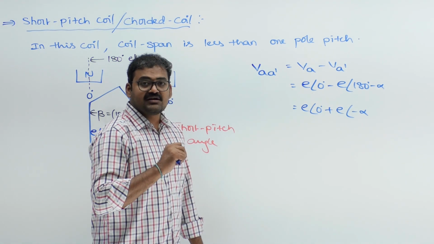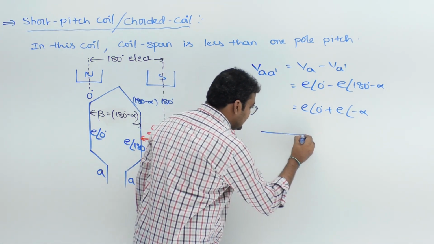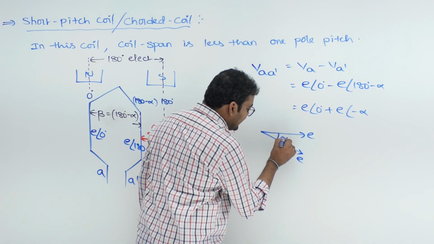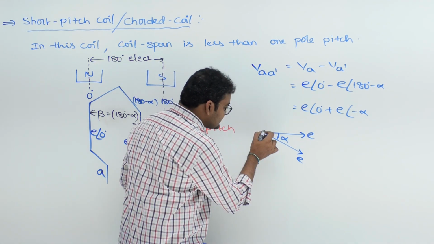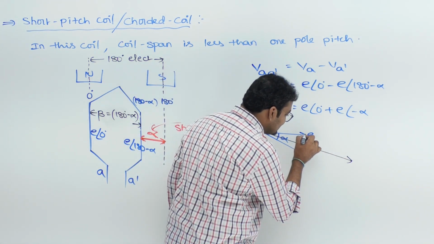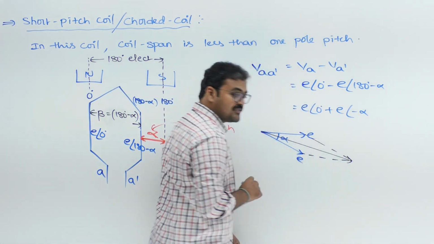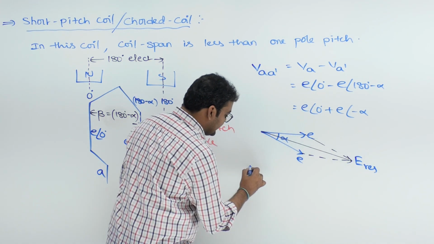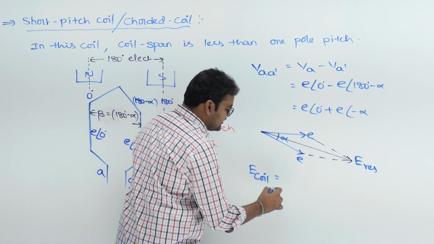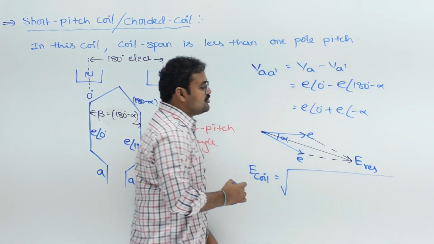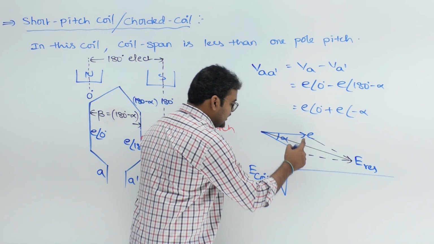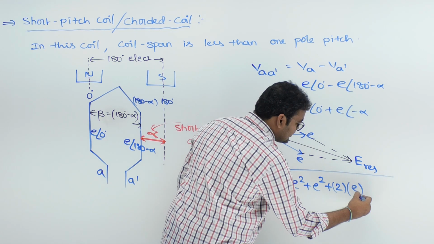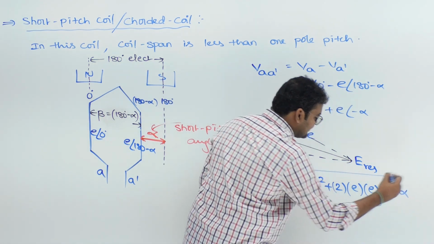If two vectors are separated by alpha degrees, this is E at an angle 0, this is E at an angle minus alpha, then the resultant voltage is definitely vectorial summation. Therefore, what is the resultant voltage going to be here? I can write the resultant coil voltage will be equal to square root of, I hope you have an idea about vectorial summations, E square plus the other vector E square plus 2 into first vector E, second vector E into cos alpha.